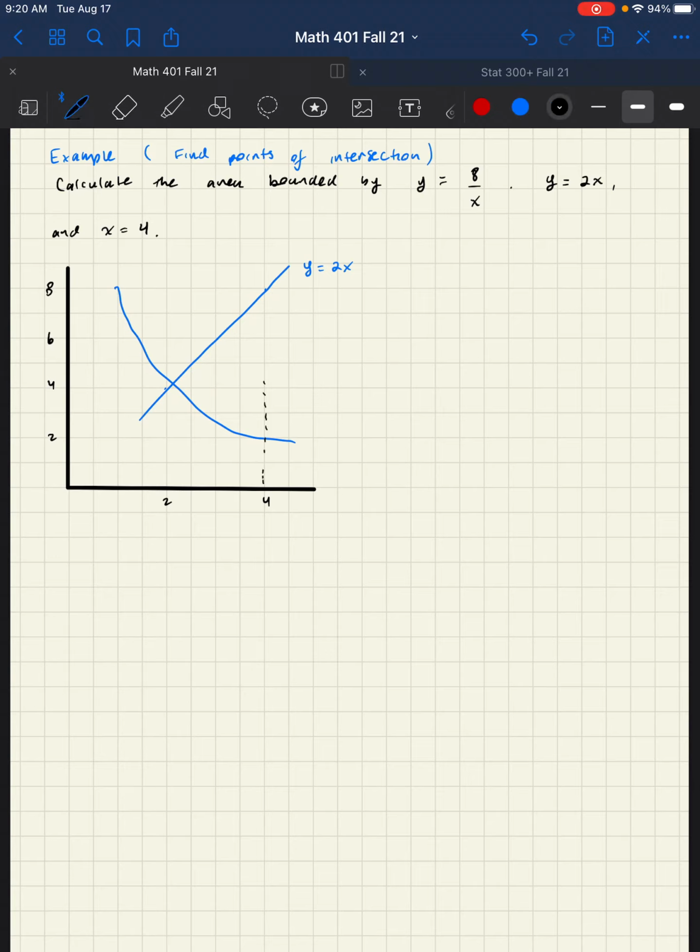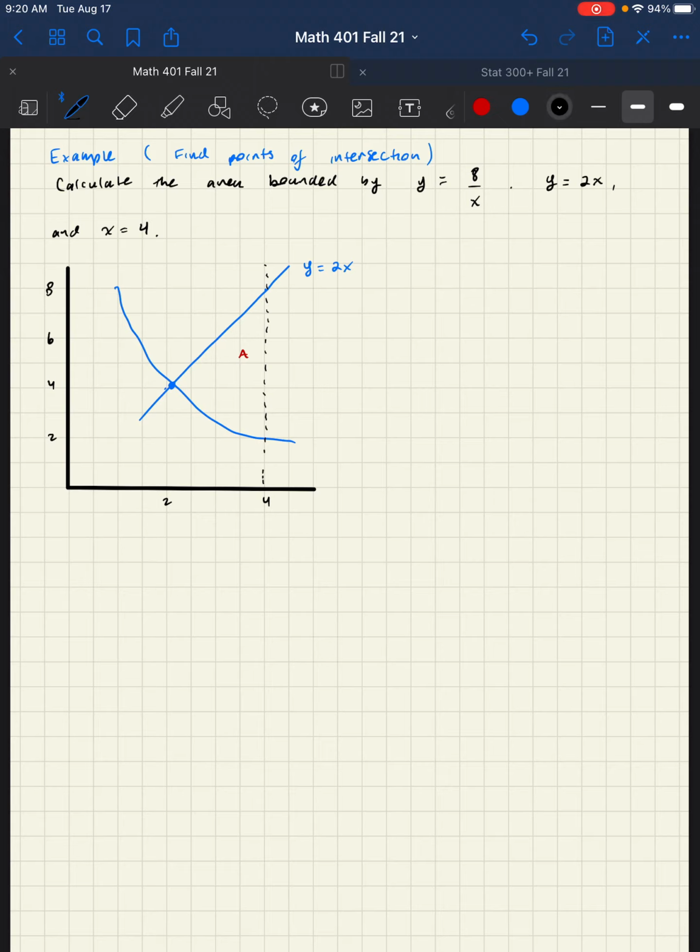And of course, our boundary here, we said that we want to go no further than x equals 4, which means the area that we're looking at here is this almost triangular shaped region. Okay, so the important point here is, what is this point? I know that I've made it look like it's 2, but we don't actually know that. So we should actually check.